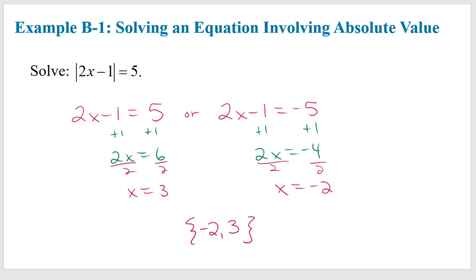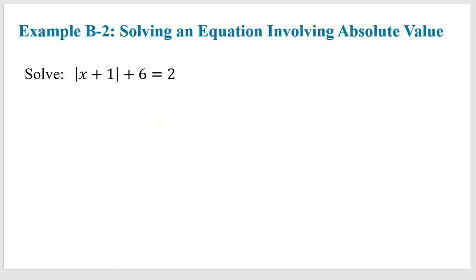All right, let's try another one. All right, here's my next equation. Notice this time that the absolute value is not isolated. So that's the first thing I need to do. So I'm going to subtract the 6 from both sides, because I need that absolute value of x plus 1 to be completely isolated. All right, and then I have the absolute value of x plus 1 equals negative 4.